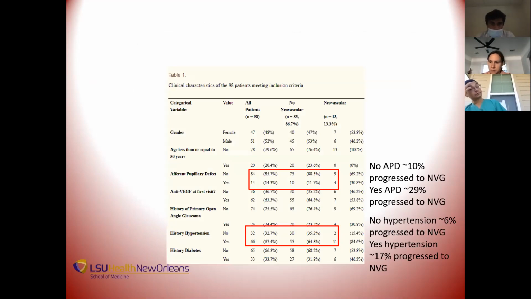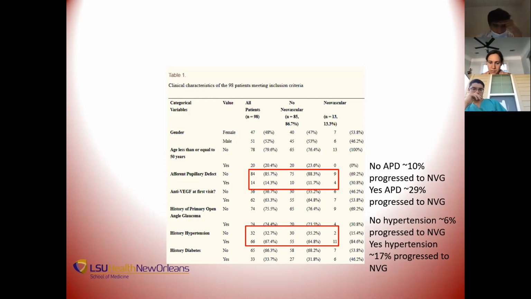So from the results, this is the chart that I took from them. 98 patients met inclusion criteria. Some of the factors that they found most prone to get patients to develop NVG include having an APD. Patients without an APD, about 10% progressed to NVG, and patients that did have an APD on initial presentation, 29% did progress to NVG. So almost a triple increase there.